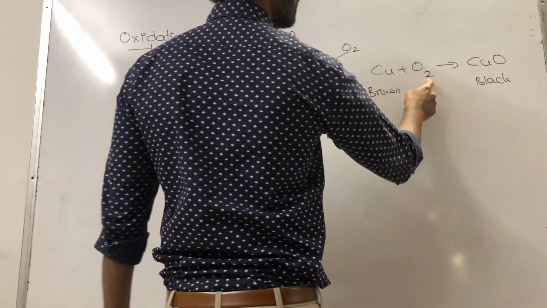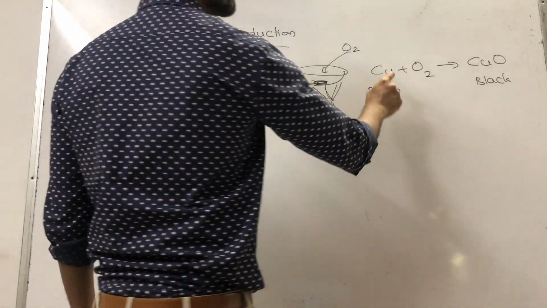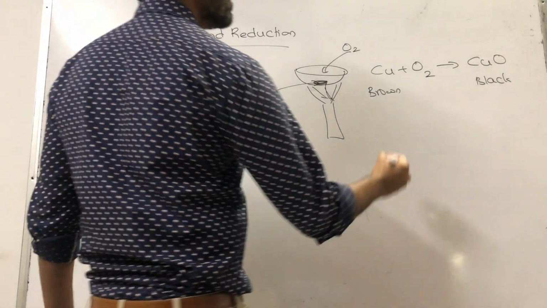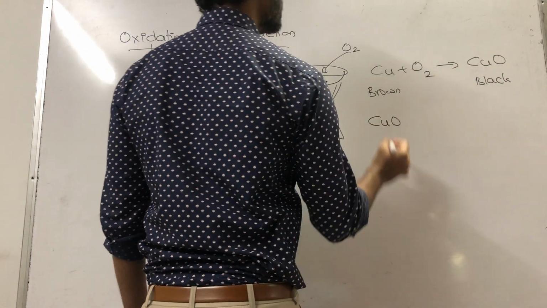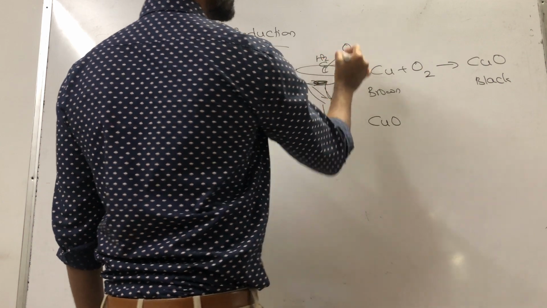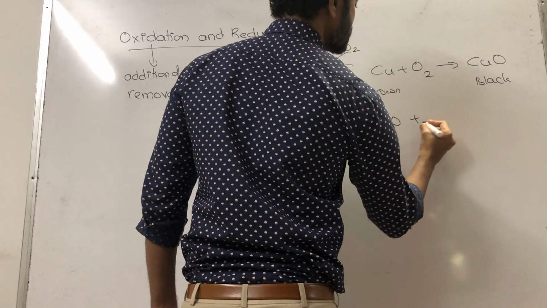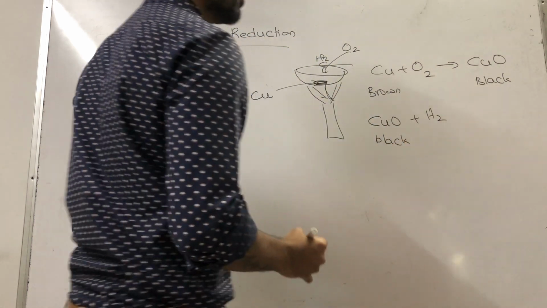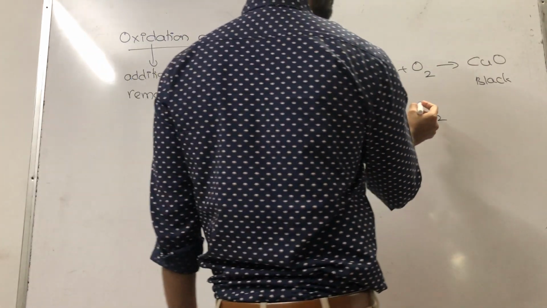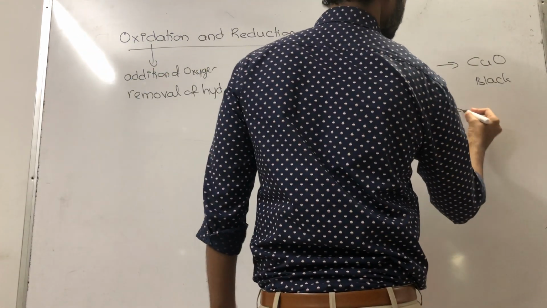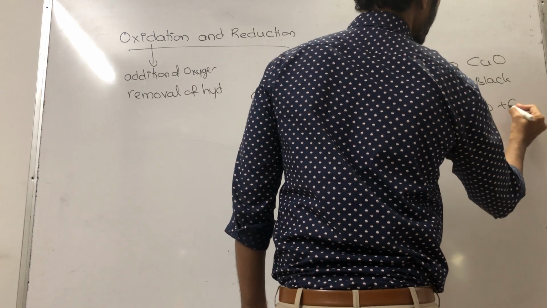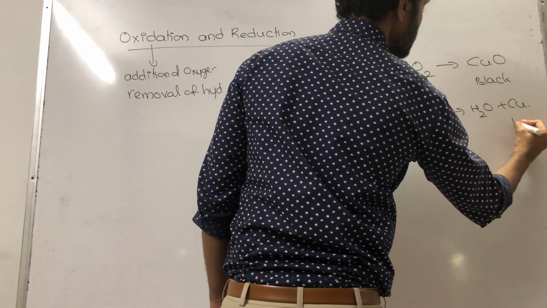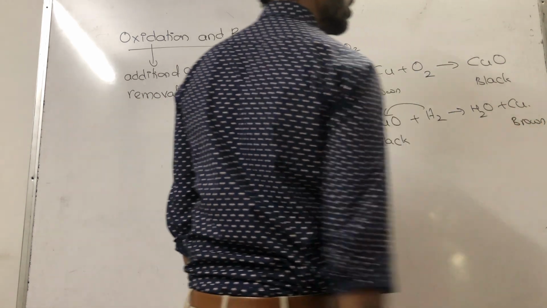Now here oxygen was added in copper. So we say copper got oxidized to copper oxide. Now when you pass hydrogen gas through this hot copper oxide, which is black in color, what we notice? Hydrogen displaces the copper and forms H2O and you get back the copper. So now the black color of copper oxide again changes to brown color of copper.